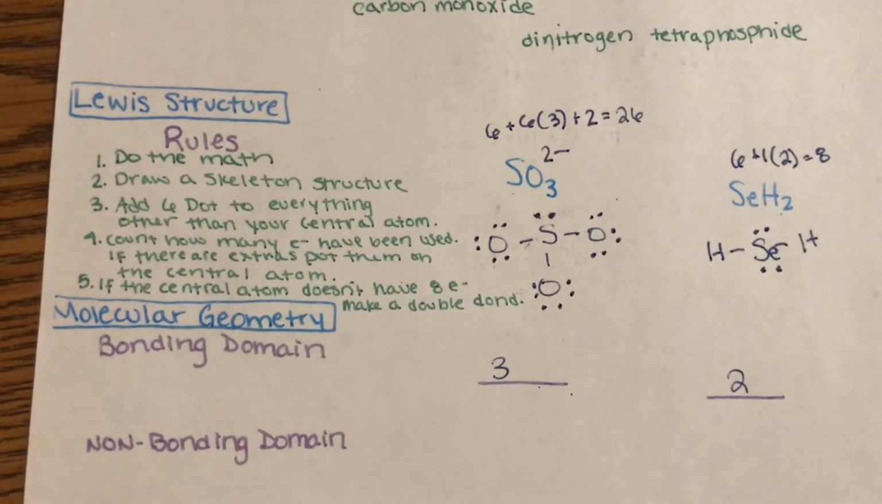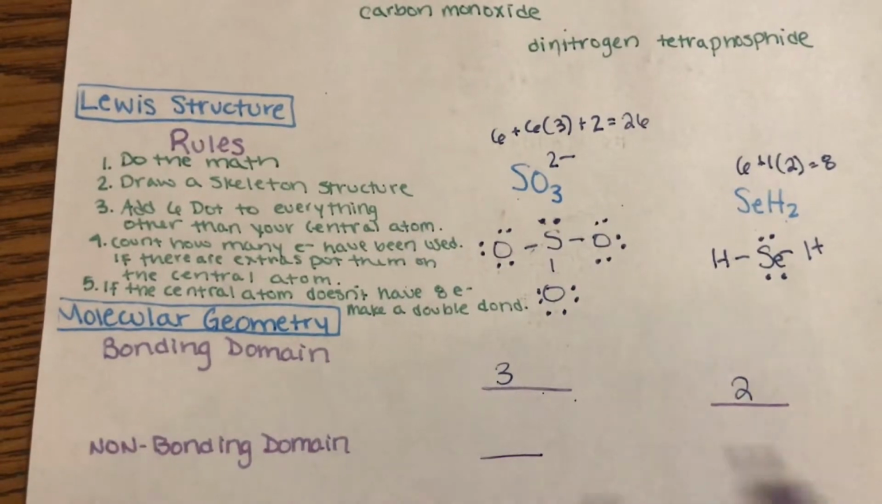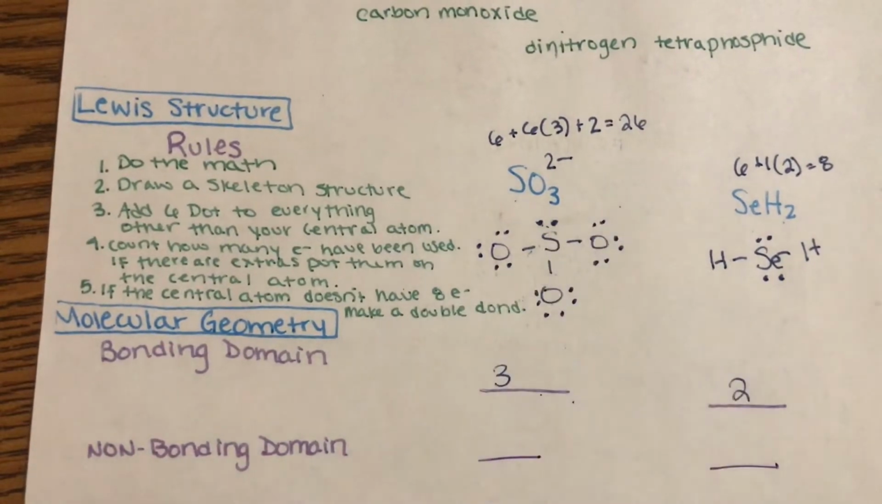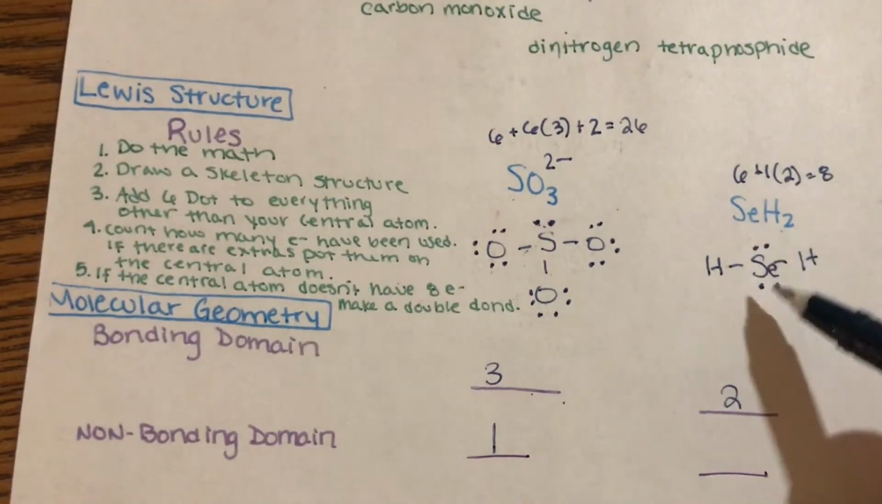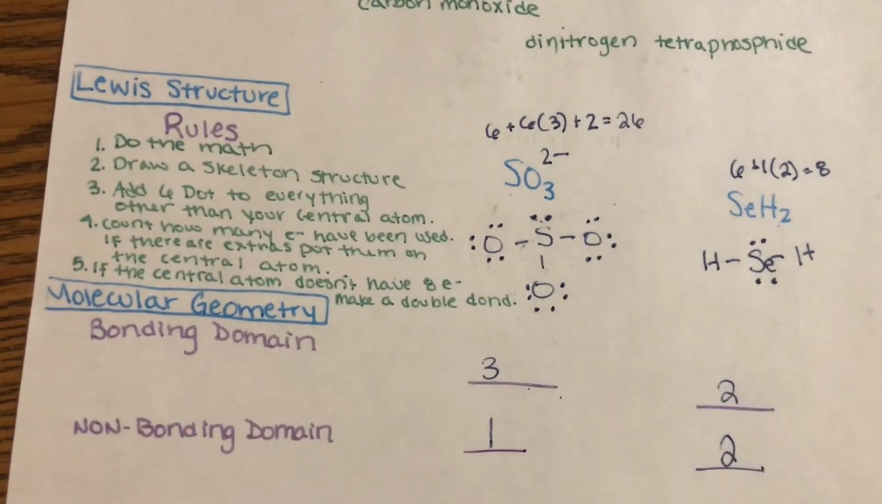Your non-bonding domains, those are your dots on your central atom. So how many dots did we place in the central atom? And for this, we're looking at pairs. So here I have 1 pair of dots, so I have 1 non-bonding domain. Over here I have 2 pairs of dots, so I have 2 non-bonding domains. So to figure out our actual geometry, we're going to look at that sheet that we used in class, and we're going to look at which one has 3 and 1.